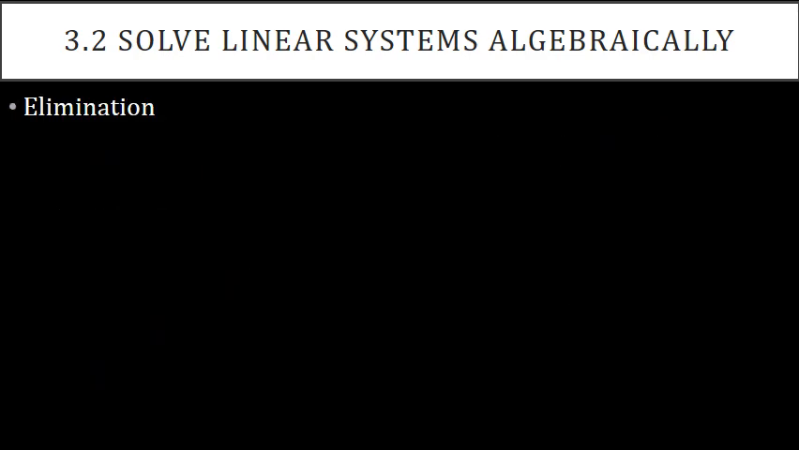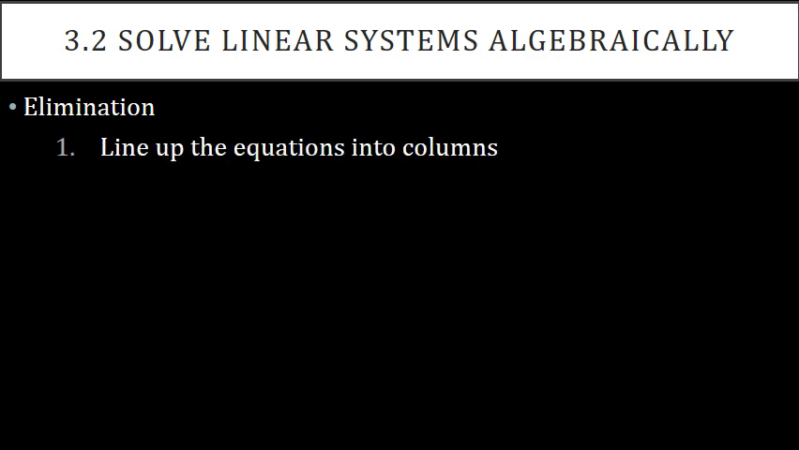The other algebraic method is elimination. First of all, line up the equations into columns. So you have the x's in a column, the pluses, then the y's, then the equal signs, and then the constants.